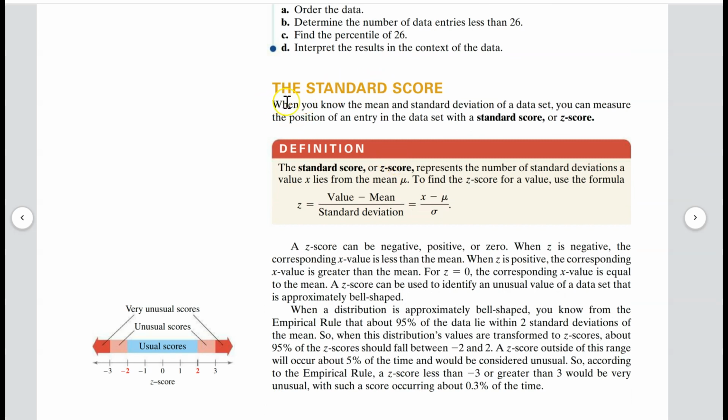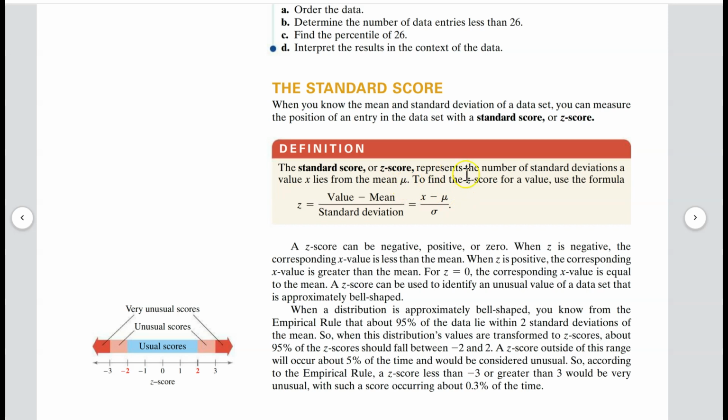All right, the standard score. When you know the mean and standard deviation of a data set, you can measure the position of an entry in the data set with what's called a z-score. A standard score, which I always call a z-score. There's a formula for the z-score, and it is this. You take the value of that particular data point, you subtract the mean from it, then you divide it by the standard deviation. So in short, it's x minus mu divided by sigma, or we could say x minus x bar divided by s, if it's a sample. And that gives me the z-score for that particular data point.